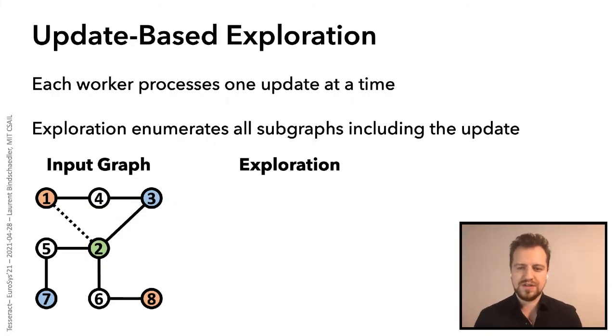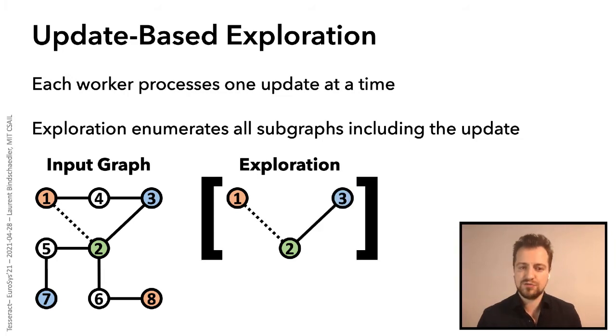So core to Tesseract is this update-based exploration approach. The idea is in fact quite simple. We want to process a single update at a time on a single worker and fully enumerate all subgraphs that include the update in a depth-first search manner. So here, assume that the update is this edge between vertices 1 and 2. The exploration process will start from this update, and it will expand to enumerate all possible subgraphs that include this update. So here we would start by expanding with vertex 3. We would find that this is a match.